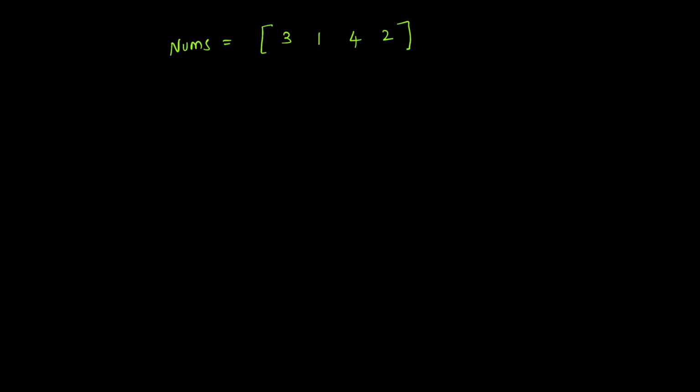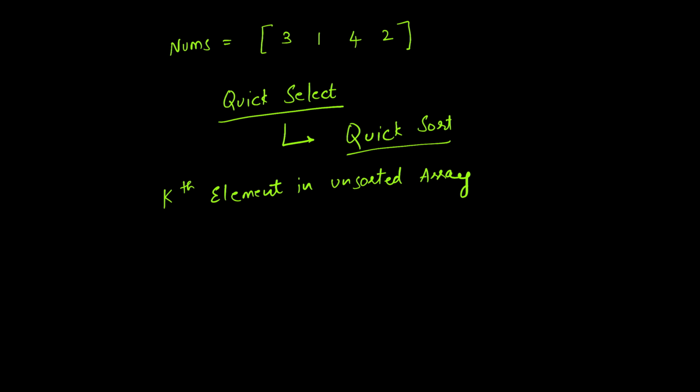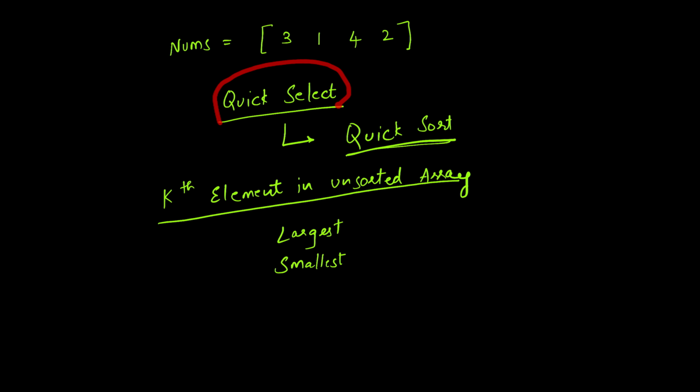Another way to solve this problem is by using the quick select algorithm. Quick select is very similar to the quick sort algorithm with a small variation. Quick select is best suited for scenarios where we are looking for the kth largest element or kth smallest element in an unsorted array. We'll try to use this algorithm to solve the problem. Before we start discussing how quick select works, we first need to understand how quick sort works. So let's discuss that first.